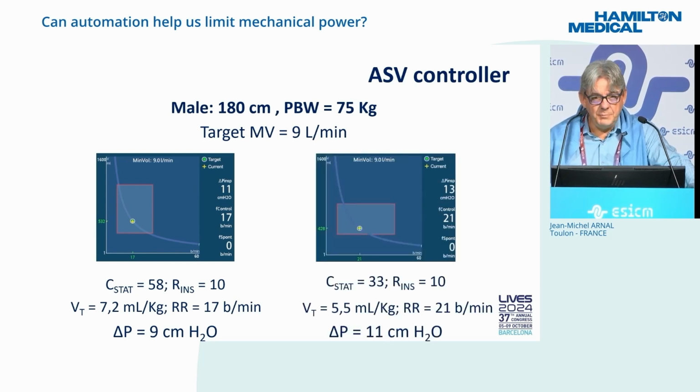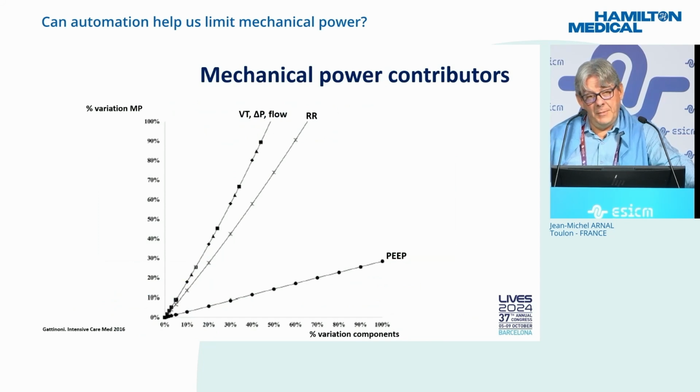Now, if the same patient with the same ventilator settings decreases compliance to 33, which is what we see usually in an acute ARDS, early onset ARDS, then the ASV mode will decrease automatically the tidal volume to 5.5, which is a decrease of 20 to 25%, and increase the rate to maintain the target minute volume. And now it will result in a driving pressure of 11 centimeters of water. So you may say, well, but what is the point? If you decrease tidal volume but increase the rate, at the end of the day, the mechanical power will be the same.